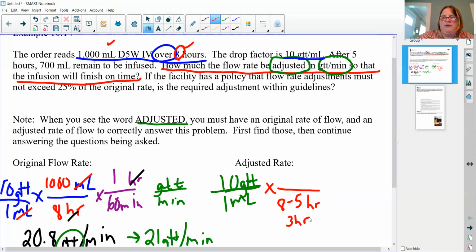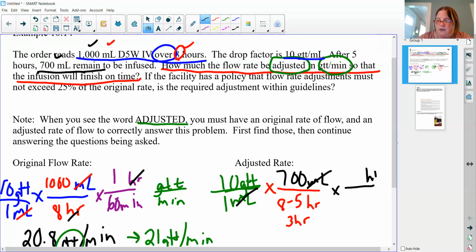It says 700 milliliters remain to be infused. So 700 milliliters remain to be infused. Now it could have said 700 milliliters have infused. And if that's the case, we would have had to take the original amount minus the 700 if it had been infused, but it has not been infused. It says 700 milliliters remain. So since they remain, then I'm going to do my adjustment that way. And I still have to get my hours into minutes. So there's for every 1 hour, 60 minutes.